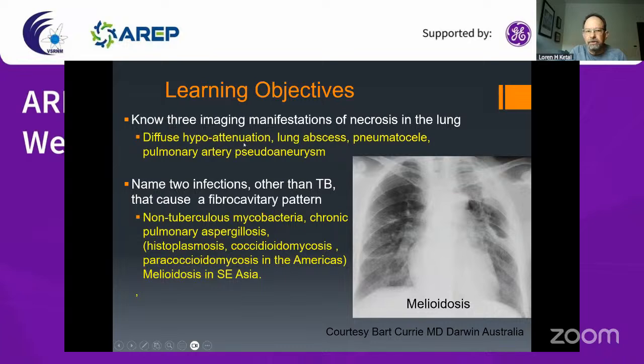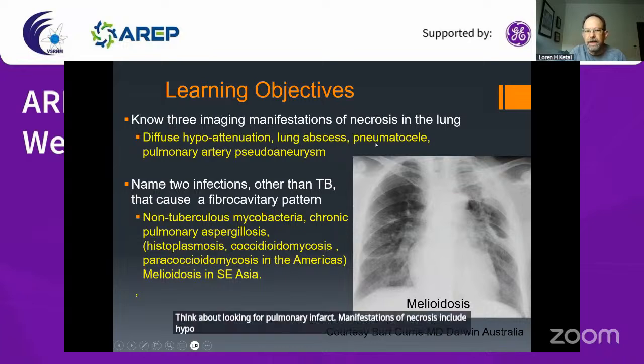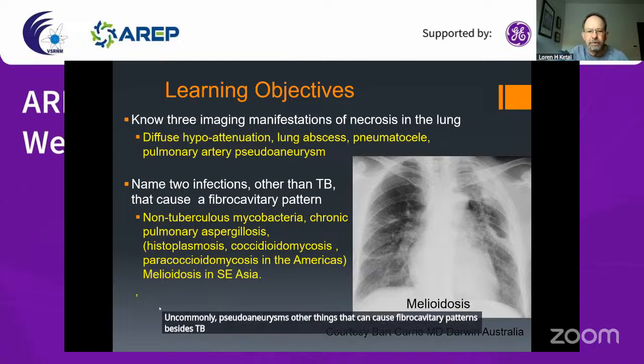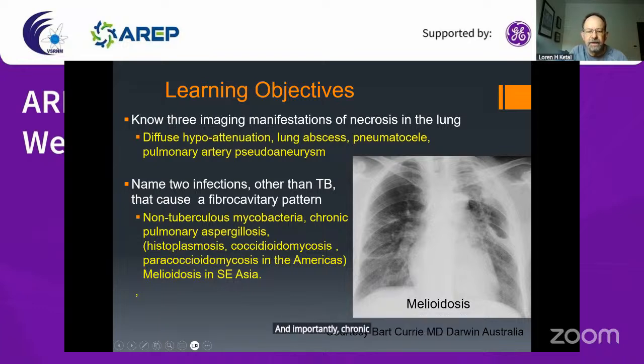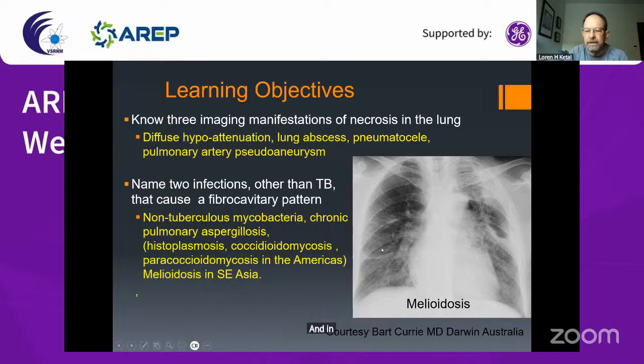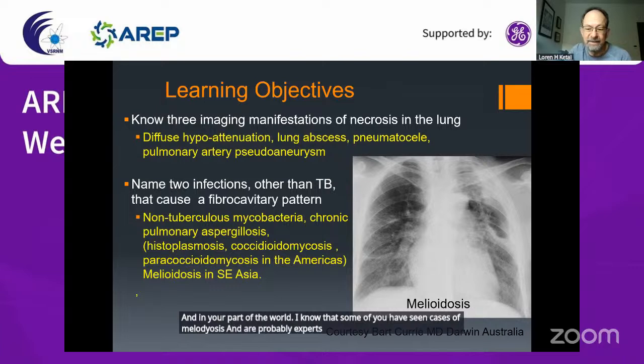Manifestations of necrosis include hypoattenuation, lung abscess, and pneumatocele, and uncommonly pseudoaneurysms. Other things that can cause fibrocavitary patterns besides TB include non-tuberculous mycobacteria and, importantly, chronic pulmonary aspergillosis. In North America, we think about cocci and other endemic fungi in the Americas. And in your part of the world, I know that some of you have seen cases of melioidosis and are probably experts in it, know far more about it than I do.